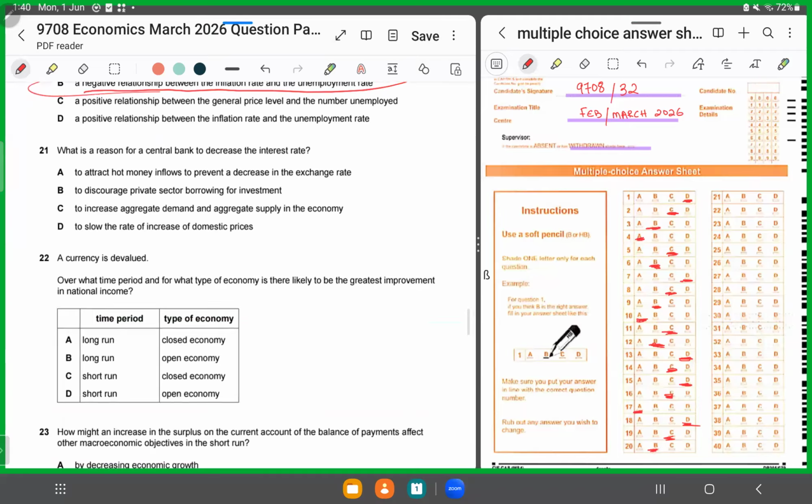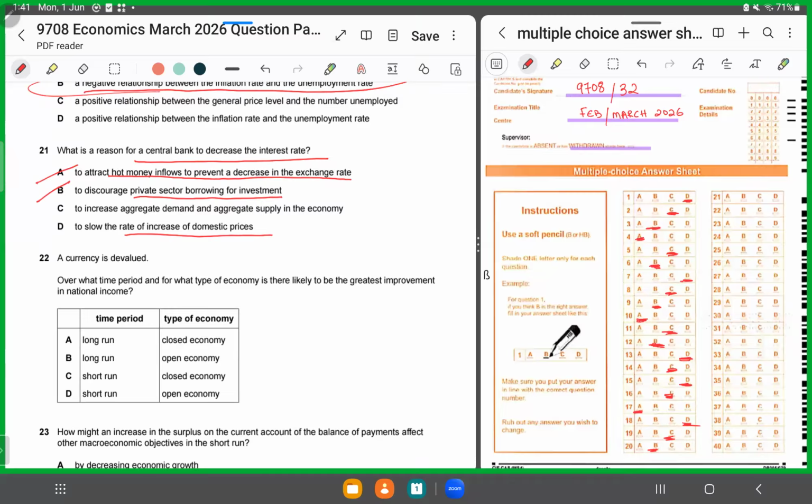21. 21 says, what is the reason for a central bank to decrease the interest rate? Now, why do you think the interest rate is decreased by a central bank? A says to attract hot money inflows to prevent a decrease in the exchange rate. If you decrease the interest rate, hot money doesn't flow, hot money goes away. It cannot be A. B says to discourage private sector borrowing for investment. If interest rate decreases, private sector borrowing increases and not decreases. D says to slow the rate of increase of domestic prices.